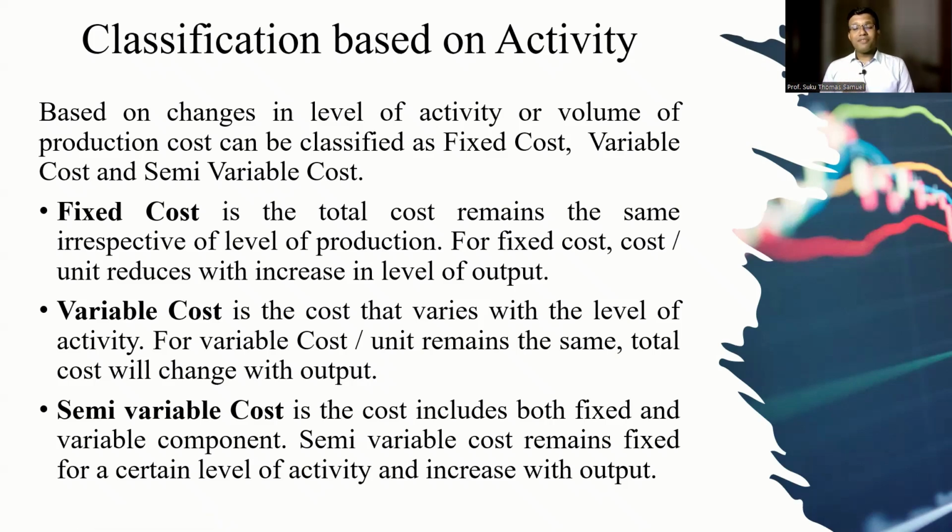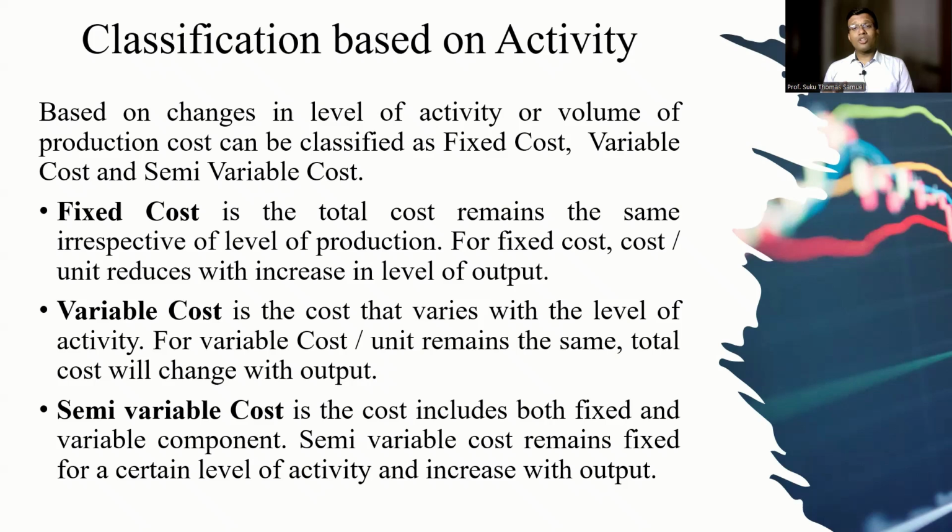The rent that you pay for your factory premises would be an example of fixed cost, because whether you produce 1 unit or whether you produce 10,000 units, the factory rent would remain the same. But the raw materials that you would be consuming in your factory would depend on the level of activity. If you produce less, you need less raw material. If you produce more, you need more raw material. That's an example of variable cost.